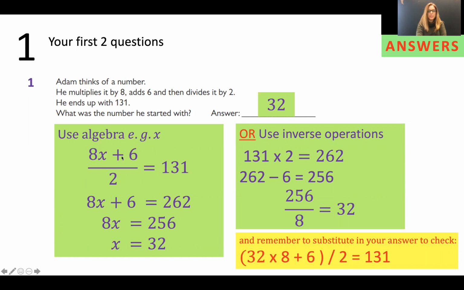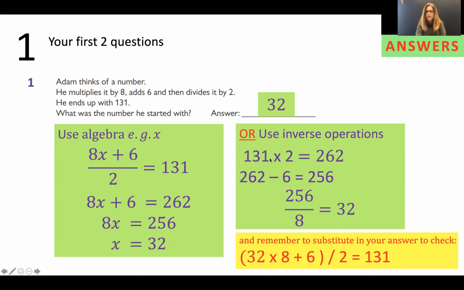So we multiply both sides by 2. That gives us 8x plus 6 on the left-hand side, 262 on the right-hand side. Now we need to subtract the 6. We're trying to isolate the variable, get the x on its own. So we're subtracting 6 from both sides. 8x equals 256. Finally, if we know what 8x is and we just want 1x, we need to divide both sides by 8, x on the left-hand side, and the answer is 32.